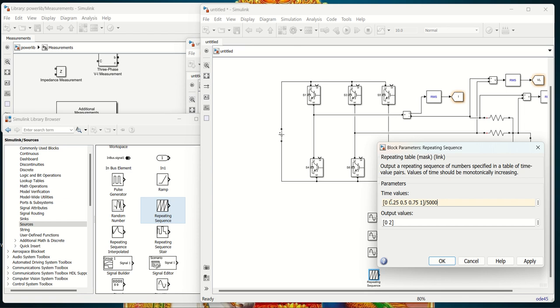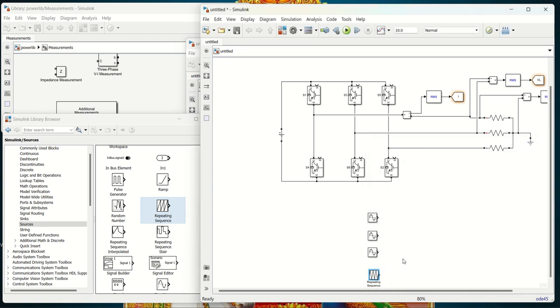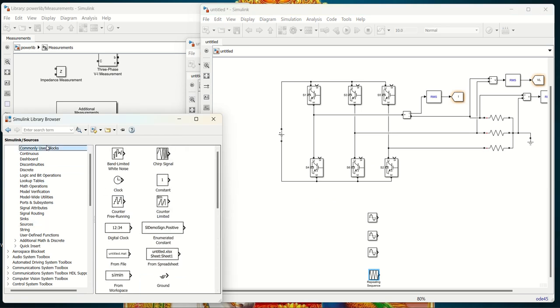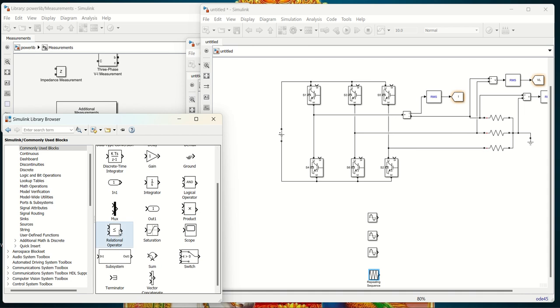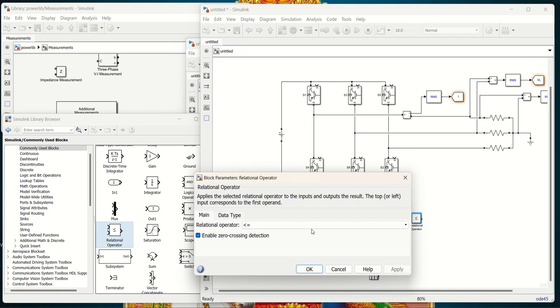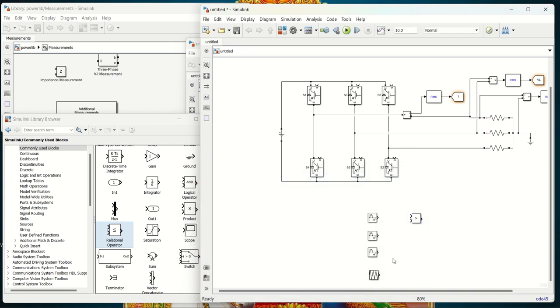Okay, you want to run it, so this is the one. Then 1, 0, minus 1, 0. Fine. Apply. Now we need to relate it. So again go here and use a relational operator. Whenever our sine signal is greater than the repeating sequence, that is the carrier signal, then it has to generate a pulse, right?